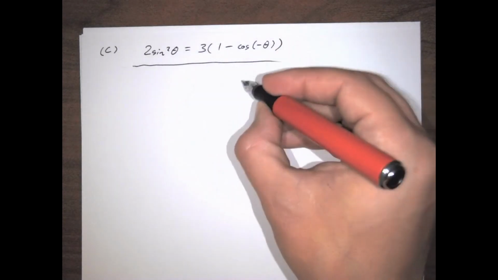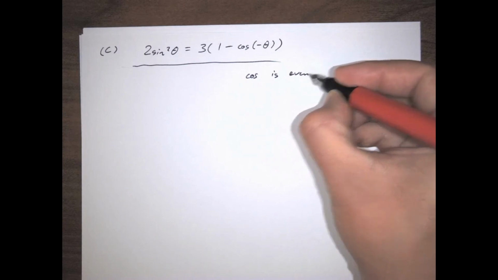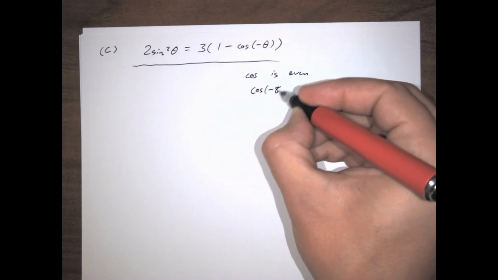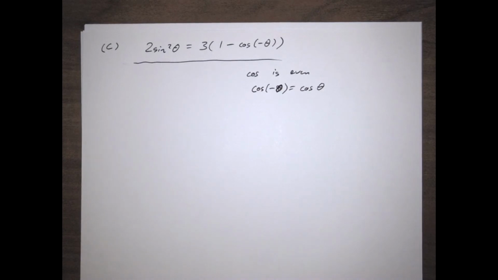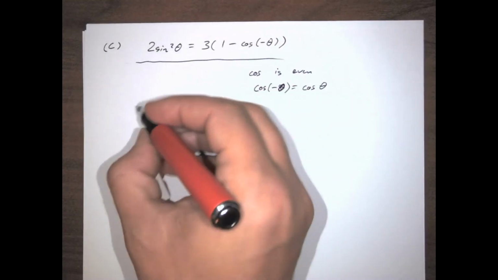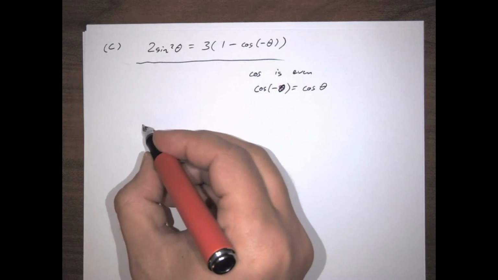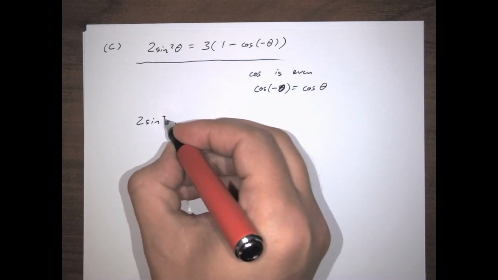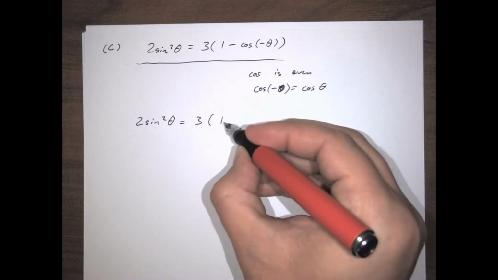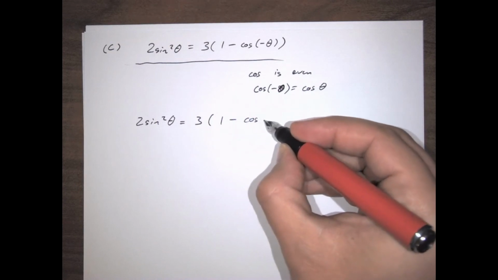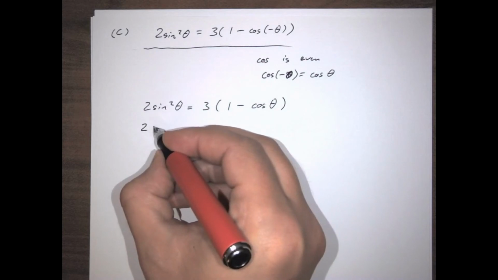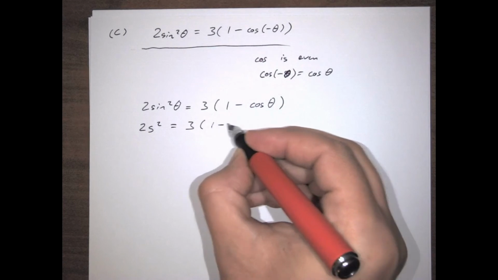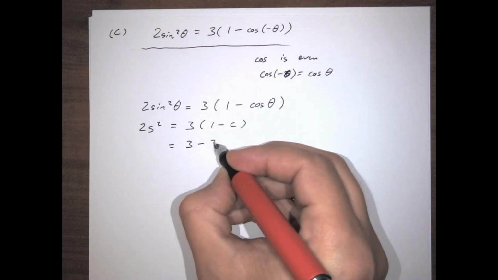All right. So first off, cosine is even, which means that cosine of negative theta is just the same as cosine of theta. So having the theta be negative has no impact on the result. So that's how that will have to go. And then here, let's just see what this gets us. So this means 2 sine squared theta is equal to 3 times 1 minus, and now the negative that was inside this disappears. Okay, so that's 2 s squared equals 3 times 1 minus c, which we can then just distribute and make it 3 minus 3c.